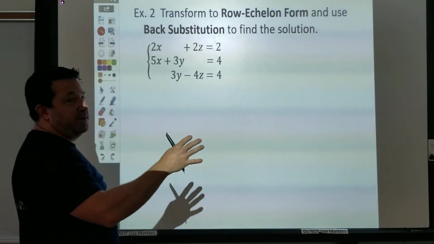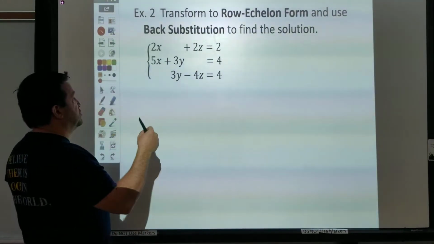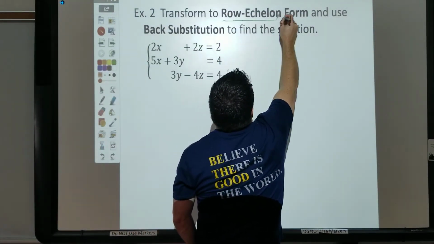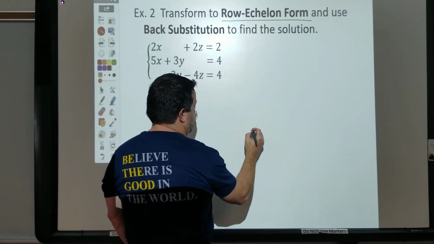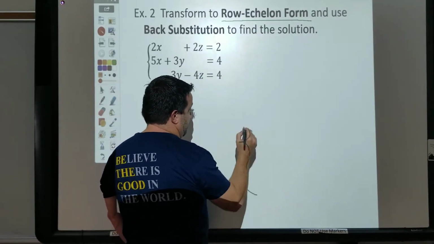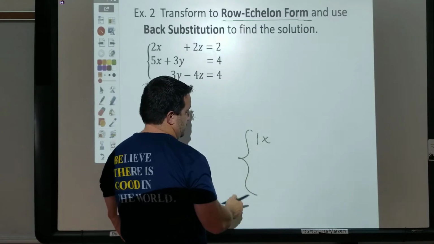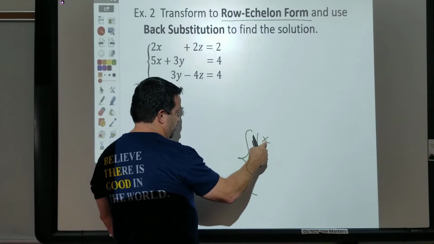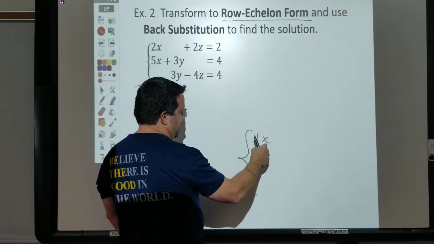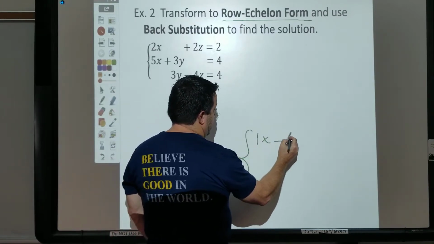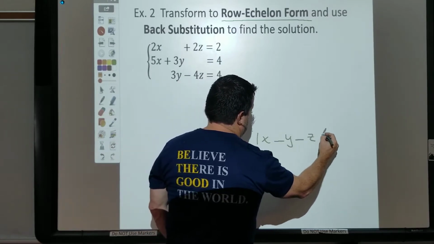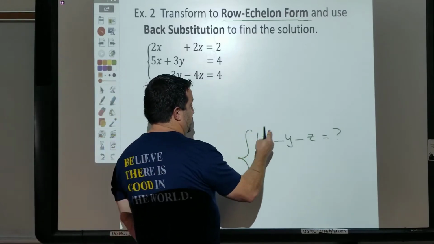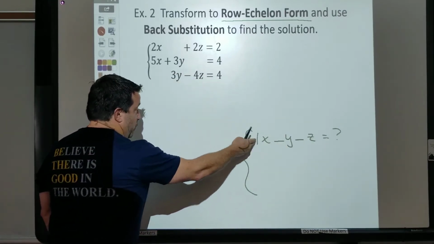Now I've chosen this one for a couple of reasons. First of all, when you get it into row echelon form, it needs to have three equations. The first one needs to have one x. So 1 is the coefficient of x. You don't have to write down the 1, but I'm putting it there so that you can emphasize that. And then it's going to have something y, something z equals some number. So the first equation has to have x, y, and z, and it has to have a 1 there.